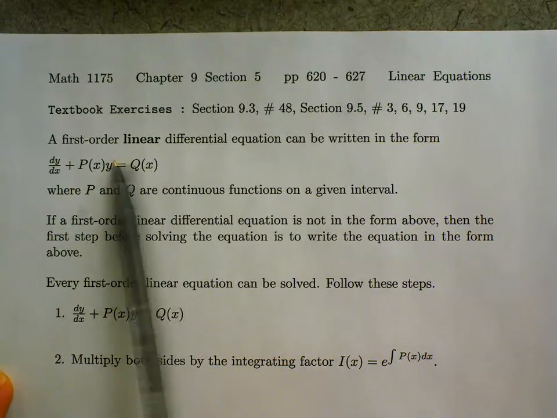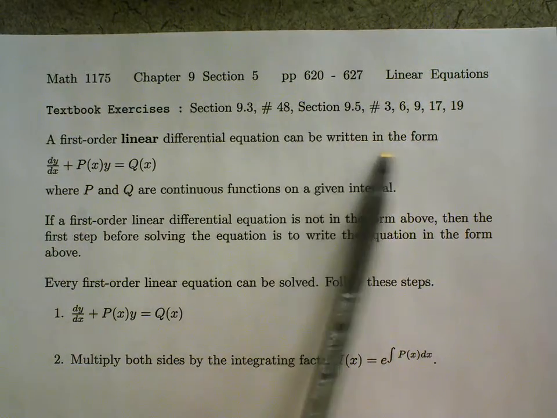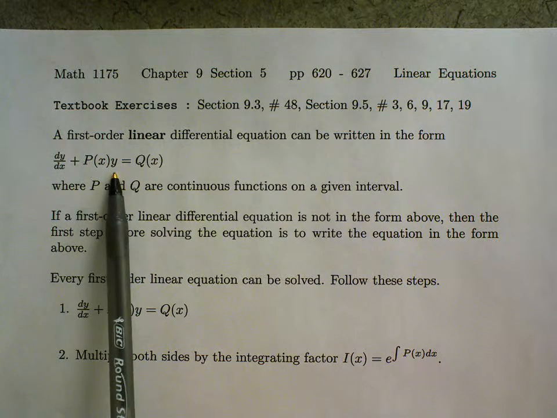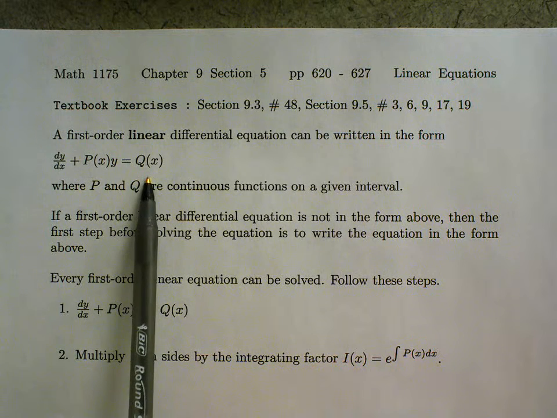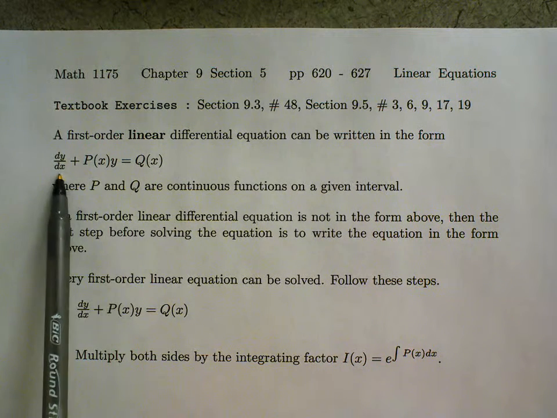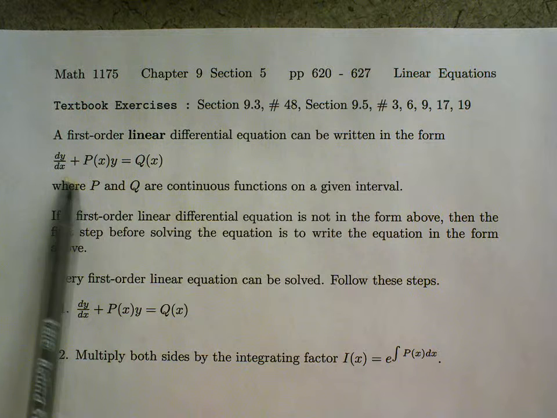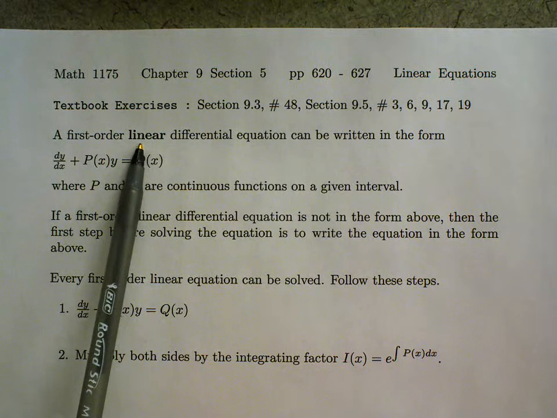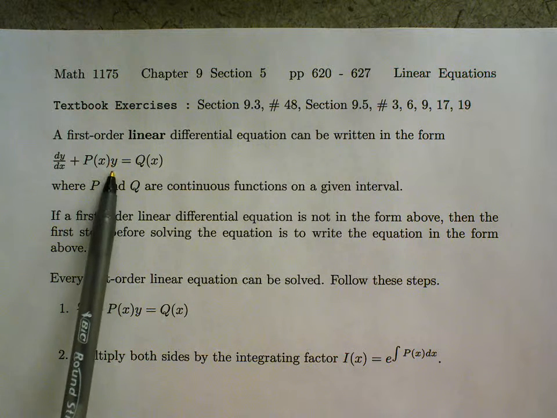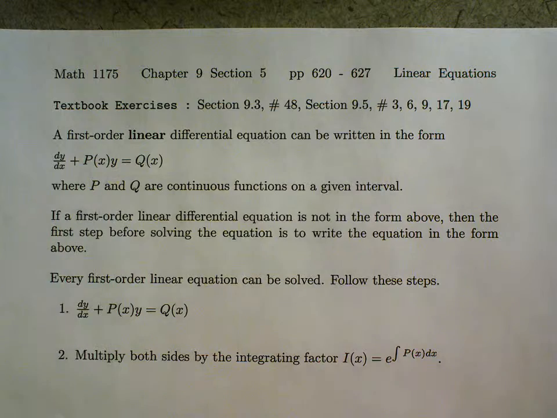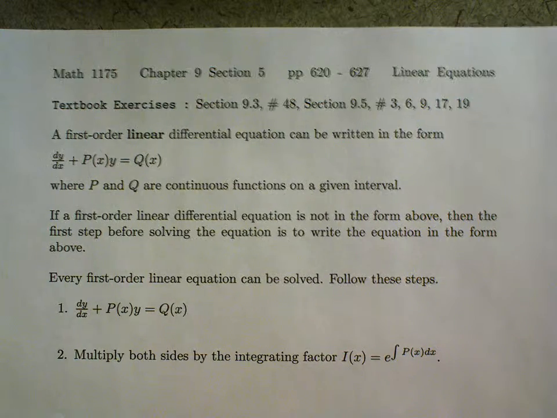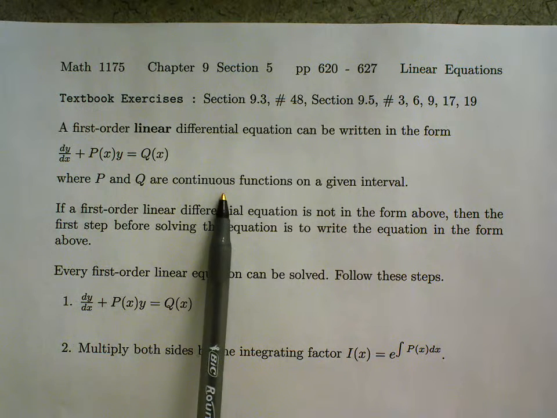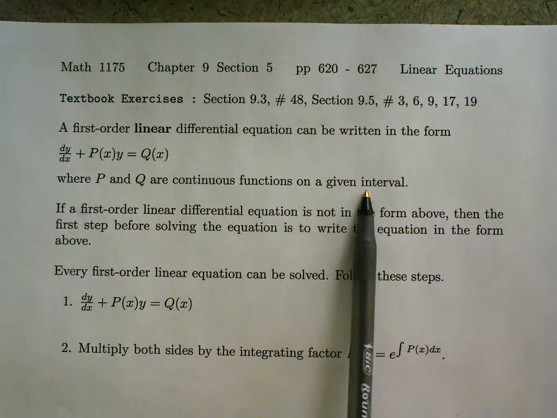A first-order linear differential equation can be written in the form dy/dx plus p of x times y equals q of x. It's first order because the first derivative of y with respect to x appears in the equation. And it's referred to as linear because the function y to the first power appears in the equation. Okay, so p of x and q of x are continuous functions on a given interval.